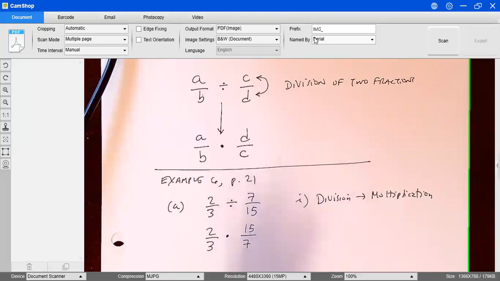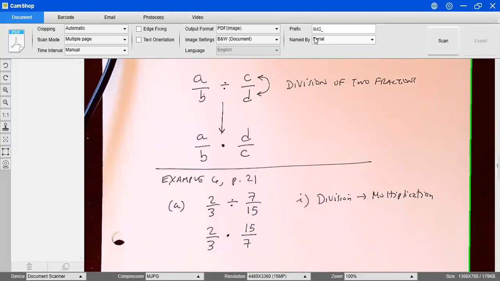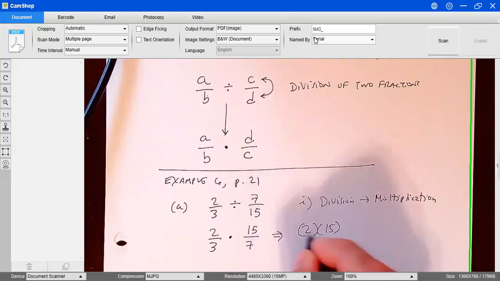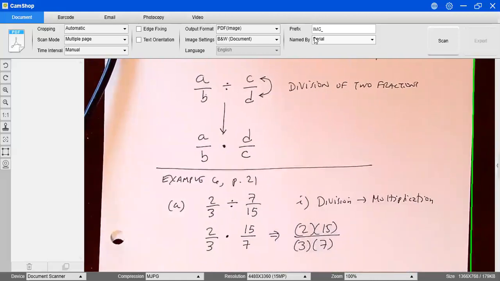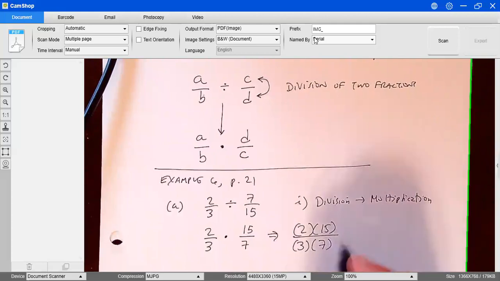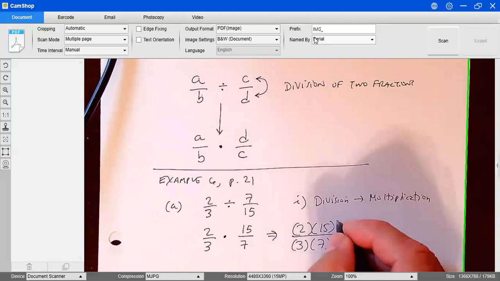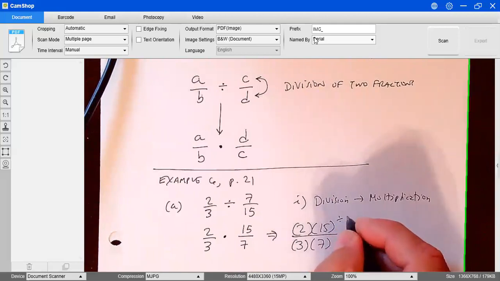So those terms are equivalent. Finally, we need to check whether we have common factors. To do that, we write this in the way that we learned in the previous part of this section. So now, common factors: 15 and 3 have a common factor, which is 3.